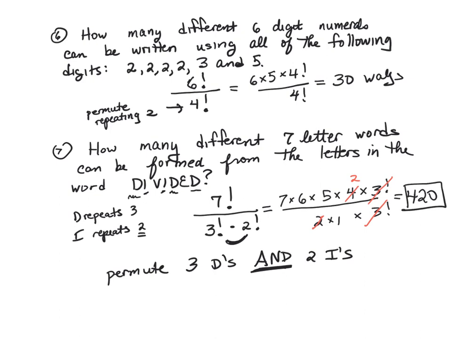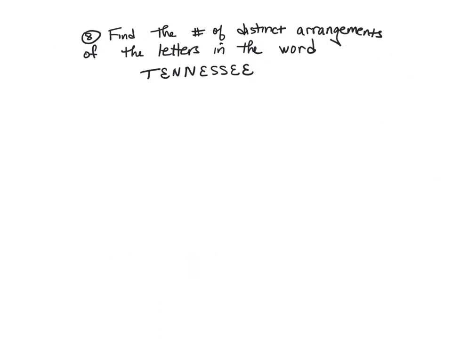So we could have many letters that repeat. So let's look at another one. Now let's find the number of distinct arrangements of the letters in the word Tennessee. Okay, try this by yourself. Pause the video.